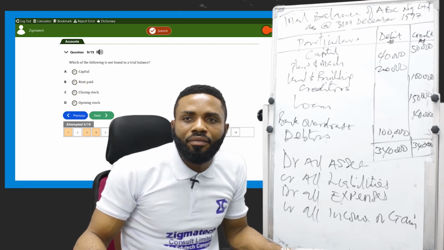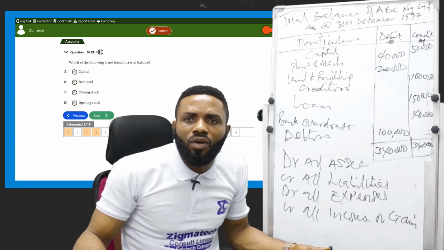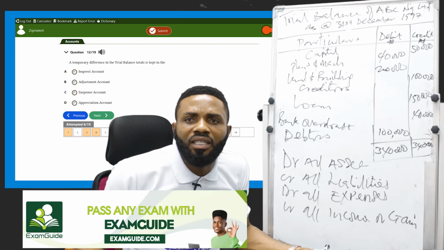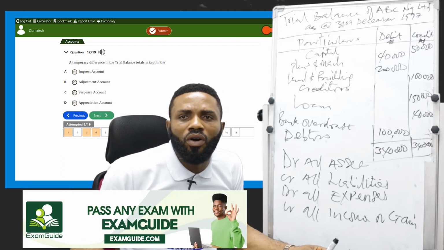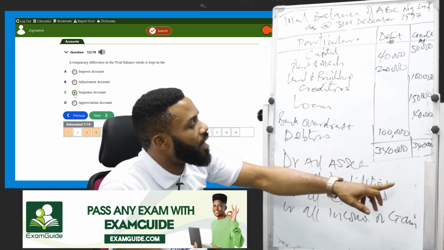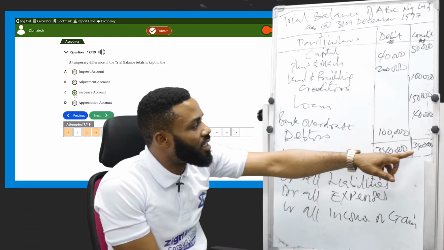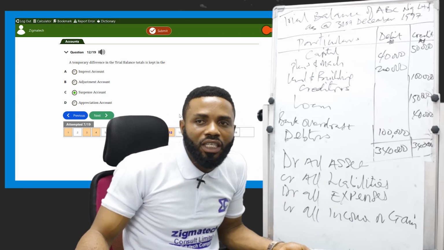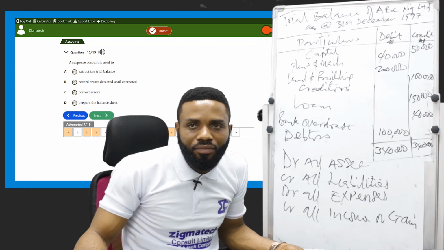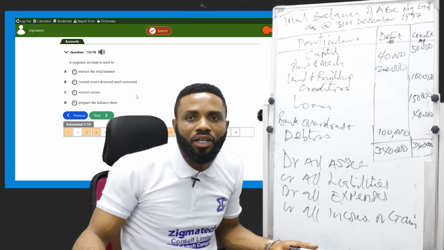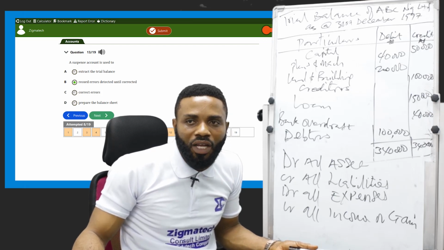And then question 9, which of the following is not found in a trial balance? The same thing, closing stock. The next one, they say the temporary difference in the trial balance total is kept in the what? Suspense account. When you add up here and there is a discrepancy or a difference, that difference is posted to the suspense account until the error is detected and corrected. Suspense account is used to record errors detected until corrected. That's number B.